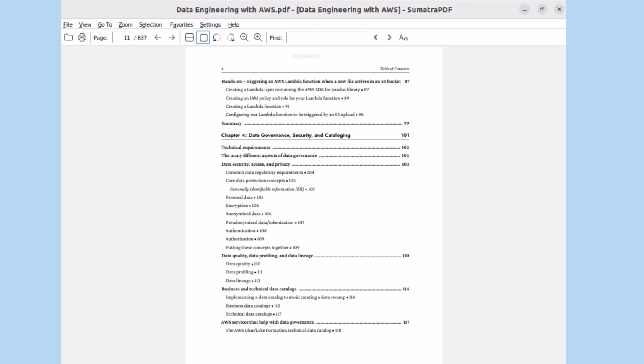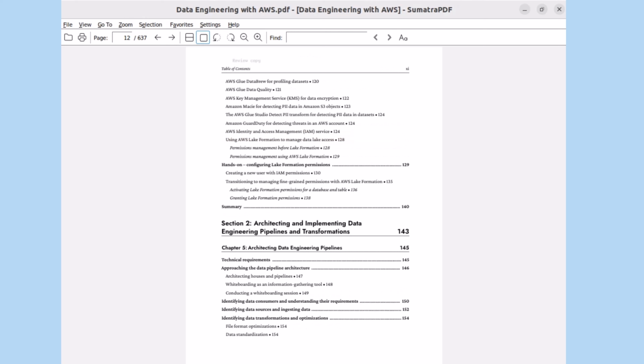That moves you into chapter 4, for data governance, security, and cataloging. You move into data security, access and privacy, profiling, data catalogs again, governance, and more of these services are explained in greater detail, along with datasets. And of course, never forgetting the hands-on.